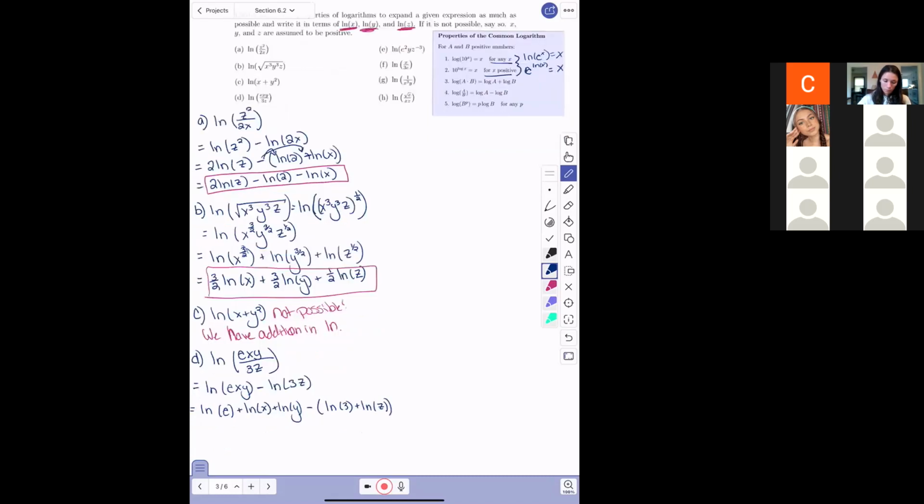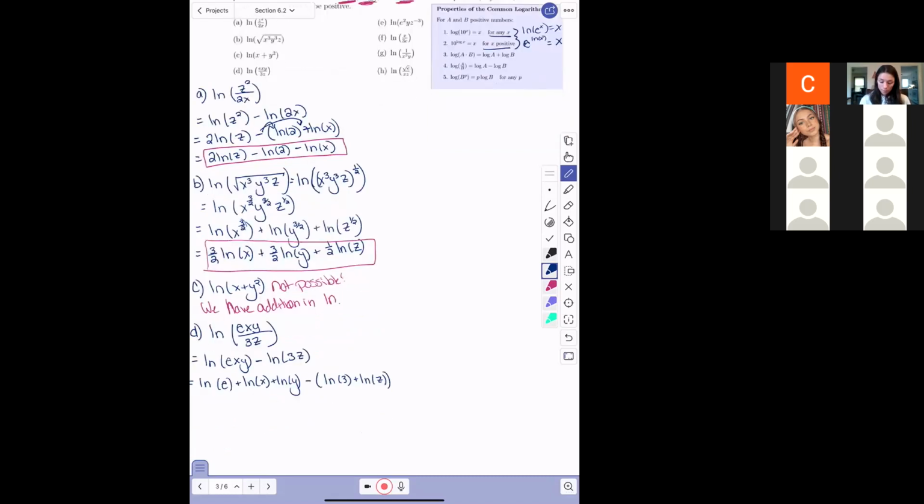Okay. Now from here, I'm going to do two things. First, what is the natural log of e? Is it 1? Yep, it's 1 because e is secretly raised to 1, and so that would make our exponent 1 up here. So we have 1 plus the natural log of x plus the natural log of y. Now I'm just going to go ahead and distribute this negative. So we have minus the natural log of 3 minus the natural log of z. And that is your final answer for D.